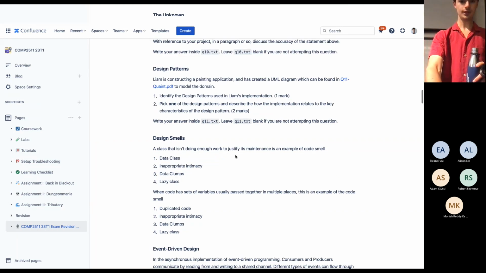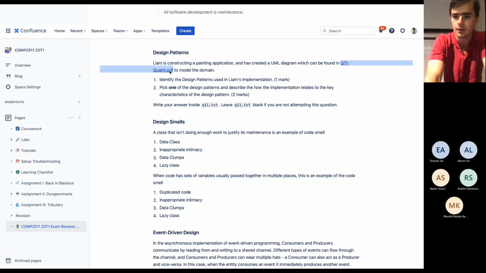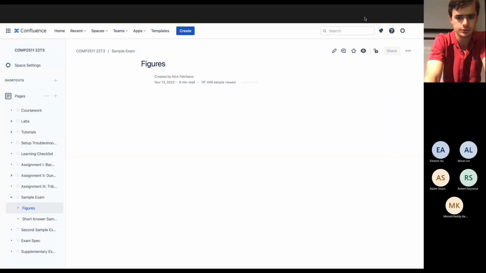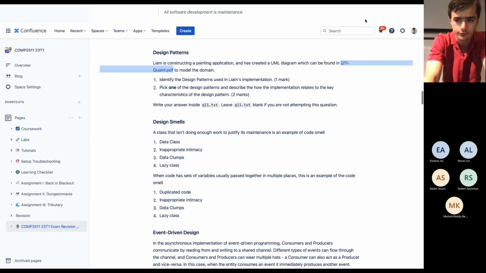All right, so that's enough waffle. Let's talk about design patterns. Painting application. Oh, we have a PDF. I'm sorry I didn't prepare this. Actually, we did. It was fine. No, sorry, this is linked to last term. I will fix this up.